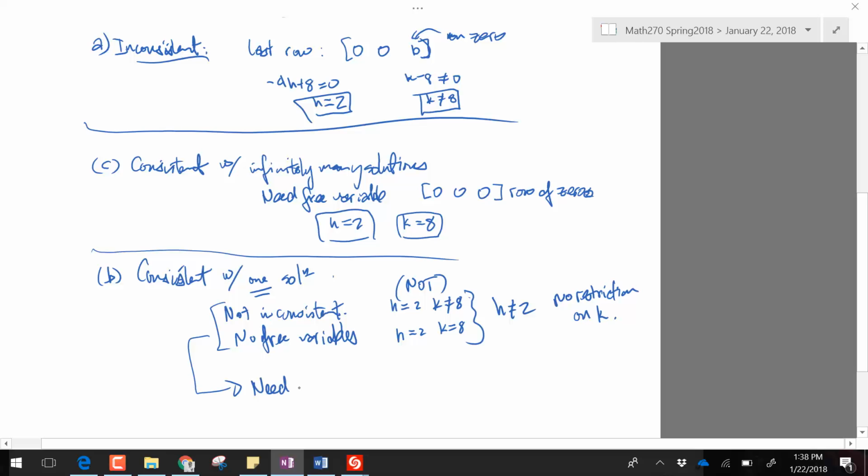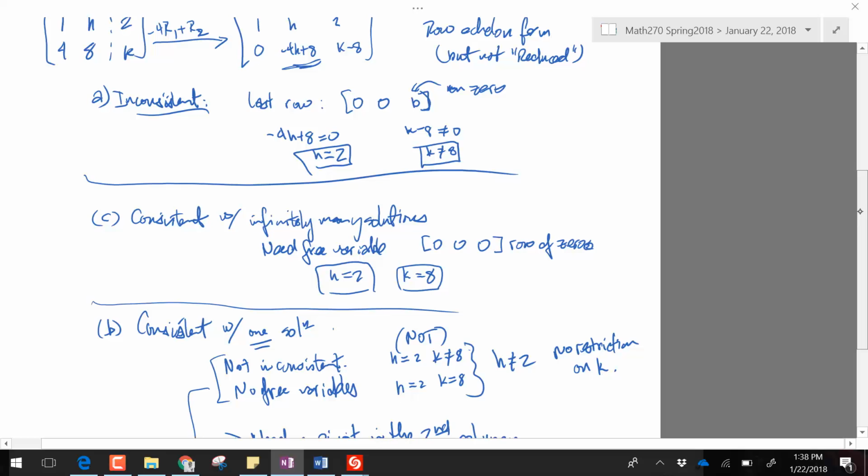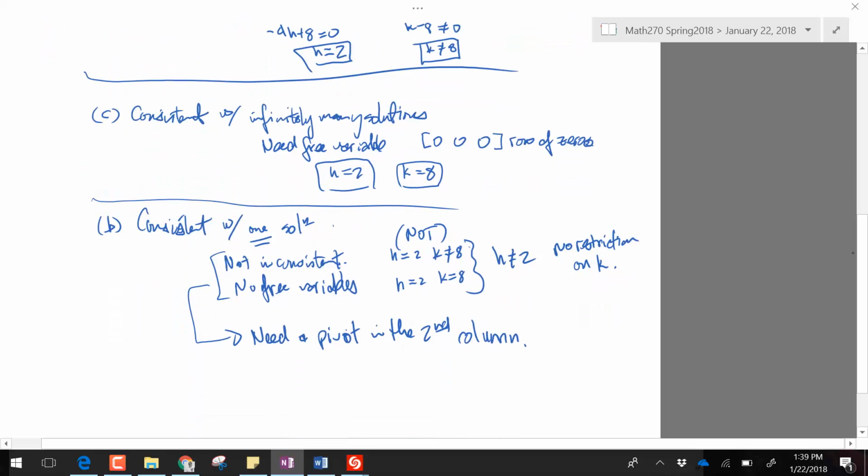So you can also state that you need a pivot in the second column. We already have a pivot in the first column, that's automatic, and then just the second column, we need to make sure that we have a pivot there, which means that element has to be non-zero. That was negative 4h plus 8.